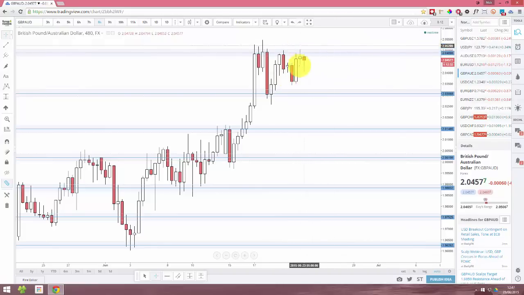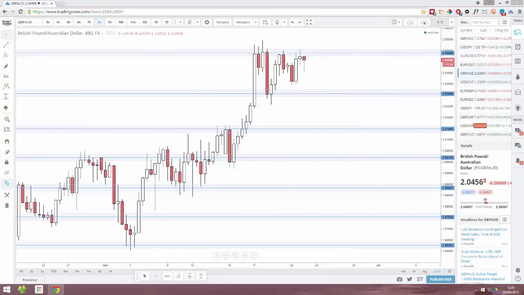This setup here, not really a setup that I would trade, so I haven't entered this one. If price does move away from this area this week, and then comes back up, I'll be looking for signs of indecision. I'll be looking for signs that sellers are taking control of price so I can enter short here.